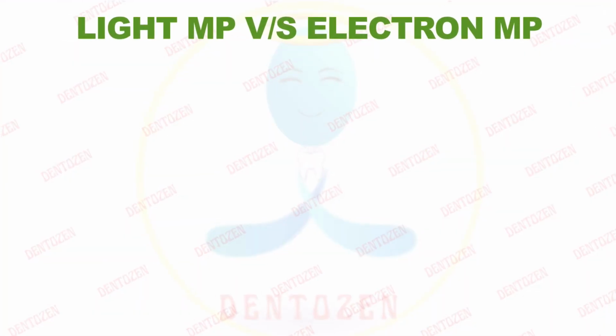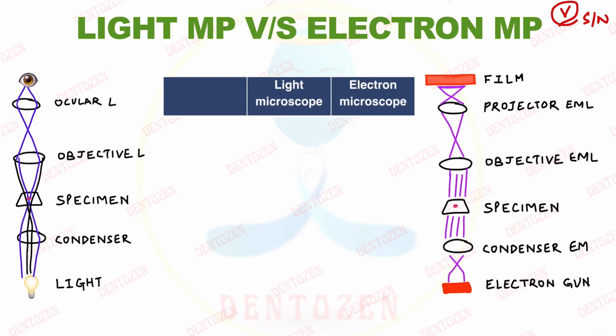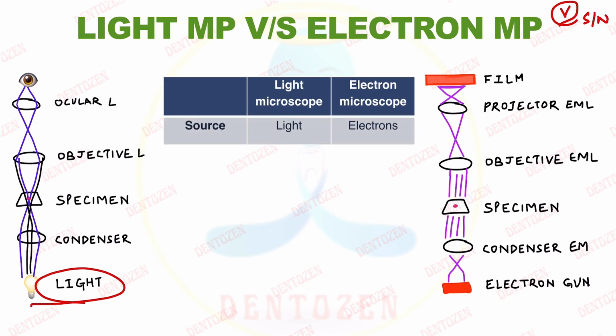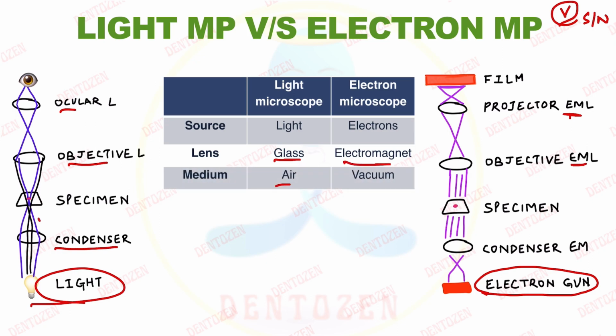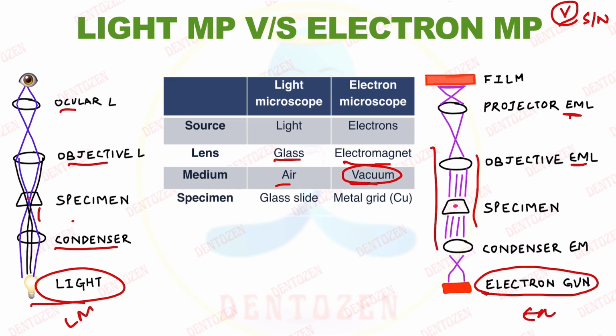Now if we talk about the differences between light and electron microscope, which can be your viva question as well as a short note: first, in the light microscope, the source of illumination is light, whereas in the electron microscope the source of illumination is a beam of electrons. Then the lenses, condenser, objective, ocular, are made of glass, whereas in the electron microscope they are made of electromagnets. Air is used as the medium in the light microscope, whereas in the electron microscope a vacuum is used. The specimen is mounted on a glass slide in the light microscope. For the electron microscope we use a special type of metal grid, mostly made of copper.